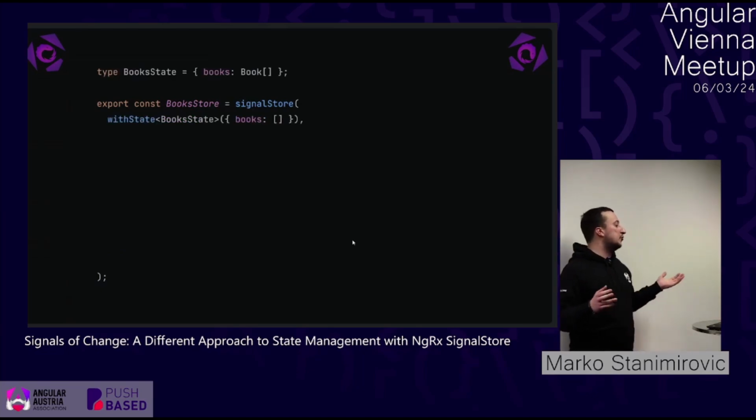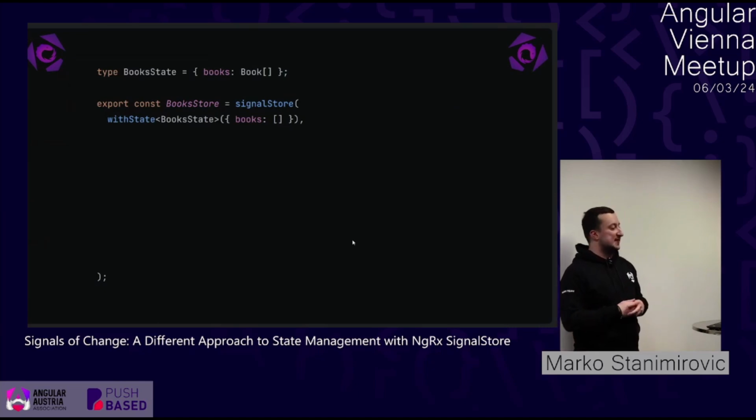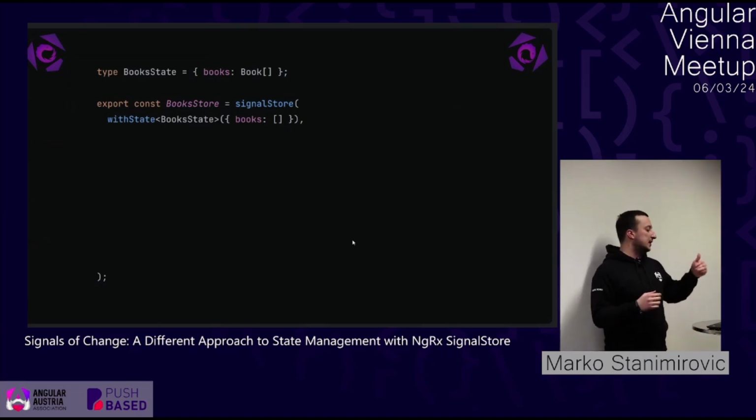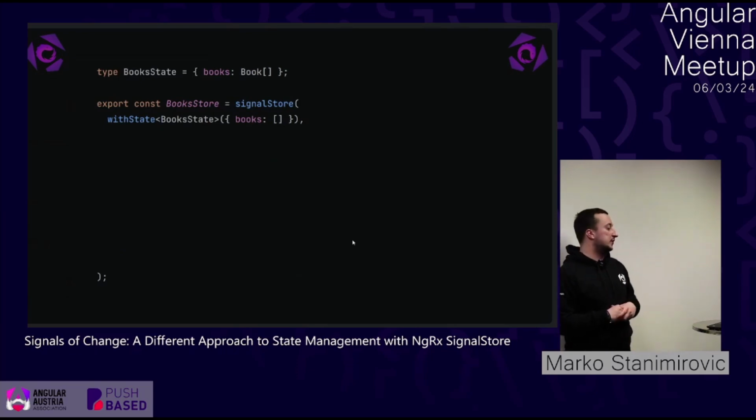The most important base feature, probably, is called withState, and we use the withState feature to add state to our SignalStore. So in this case, we pass the initial state as an input argument, and if we want, we can also pass the input generic argument to ensure strong typing.